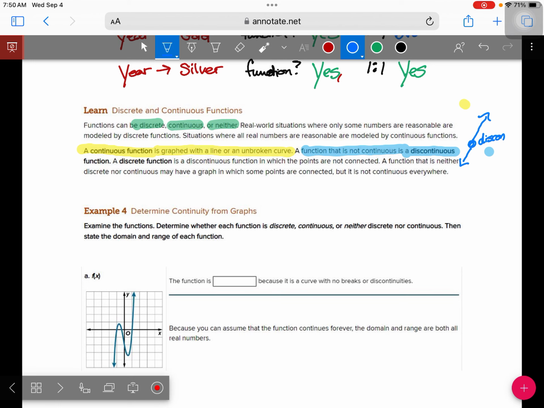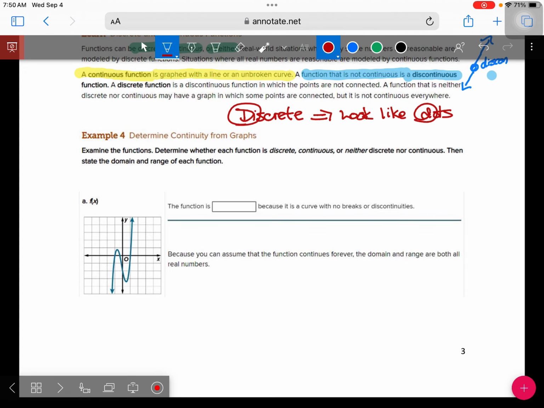A function that is neither discrete nor continuous may have a graph in which points are connected, but it is not continuous everywhere. And this is what I would tell you. If it is discrete, it's going to look like dots. It's going to look like a bunch of dots. So the D with discrete is the D with the dots. Now I know discontinuous does have a D also, but that's what we're going with.